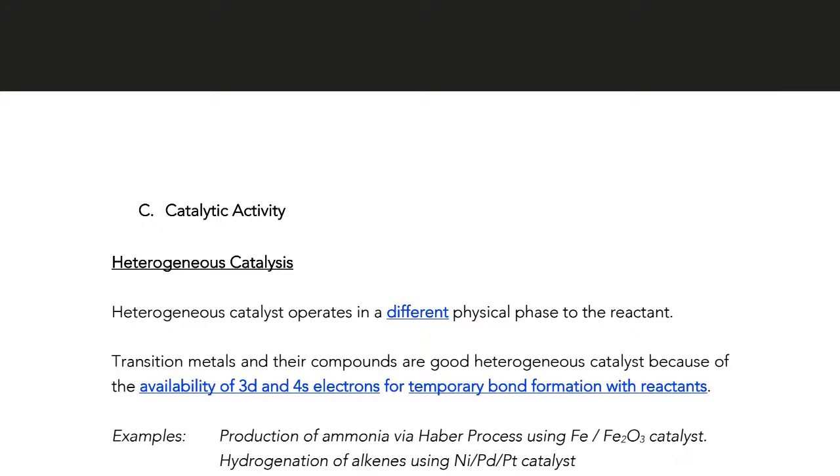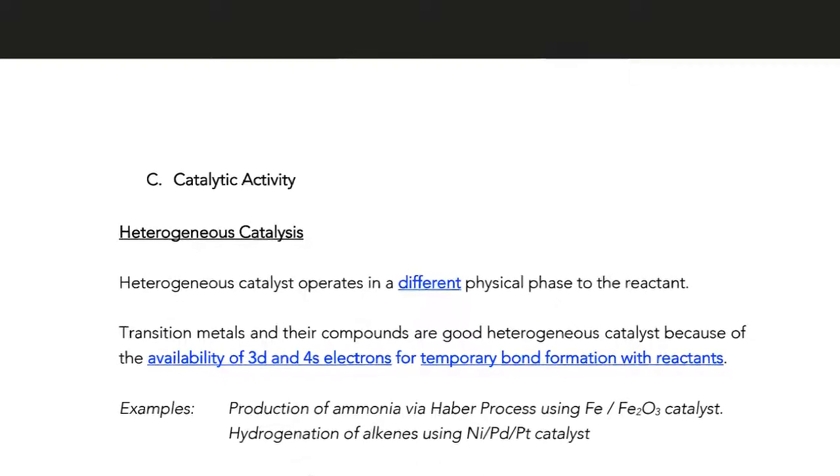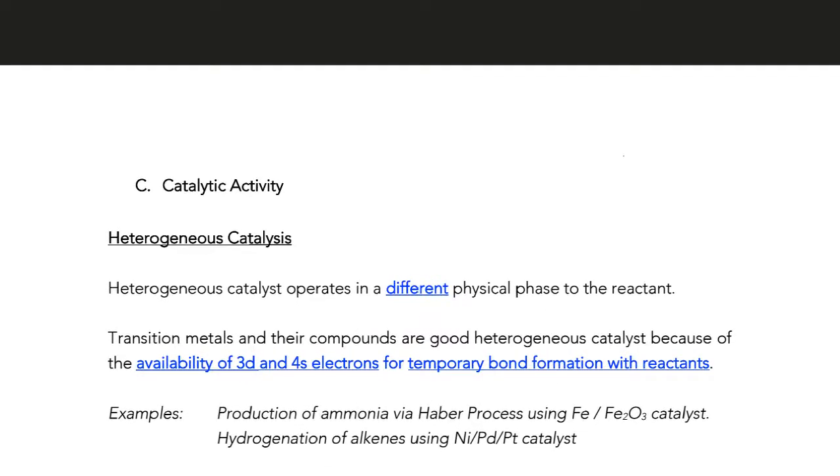For the catalytic activity, you need to know how transition metals can function as catalysts. Remember, this was done in kinetics, which I mentioned would be covered in transition metals. But because this is no longer assessed in the syllabus, you do not need to know this as a factual recall, but you may need to know it as an application. So a heterogeneous catalyst, remember, is when the catalyst is in a different state compared to your reactants.